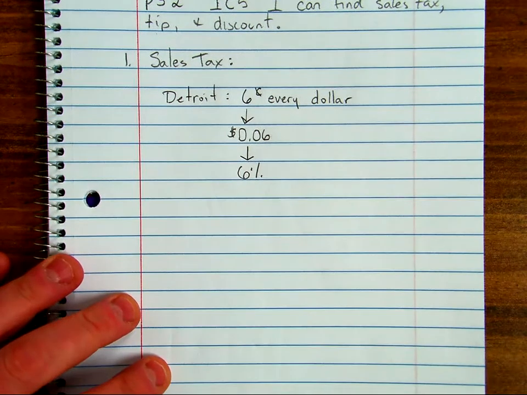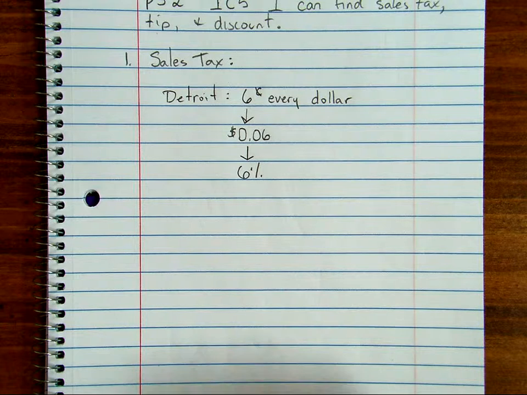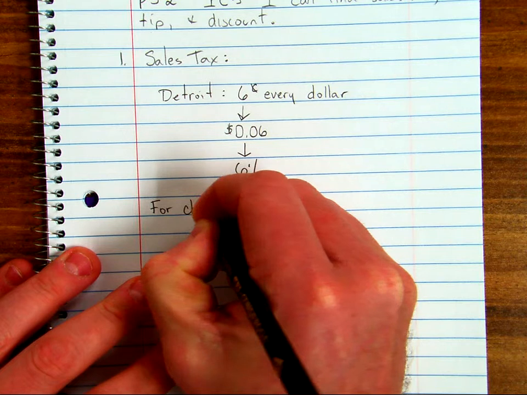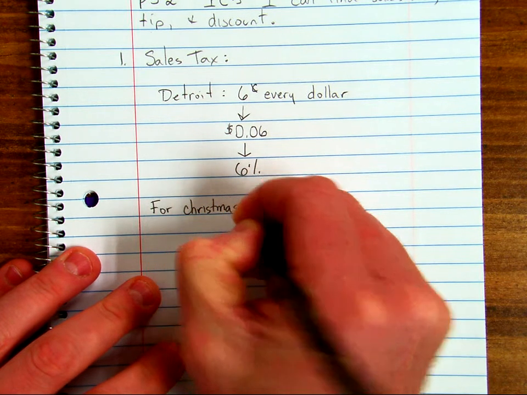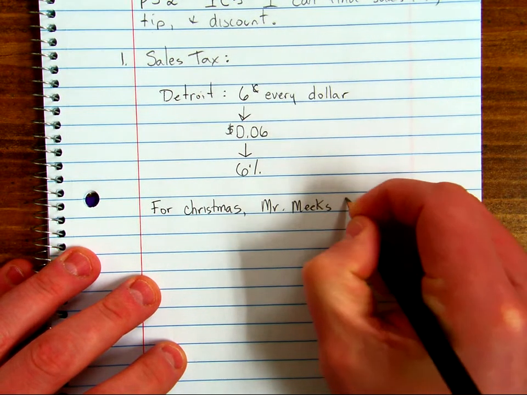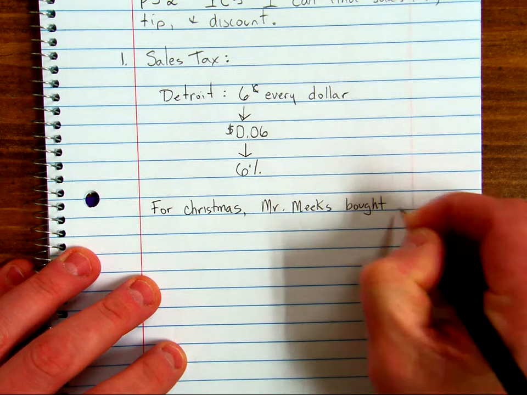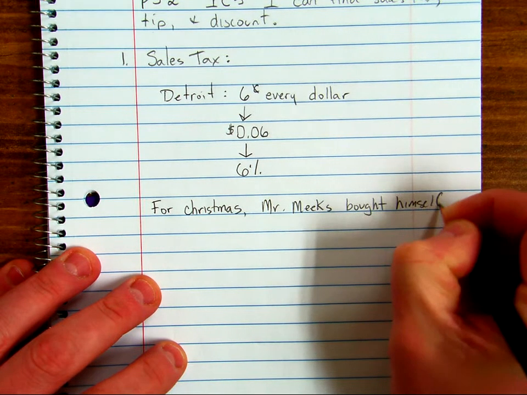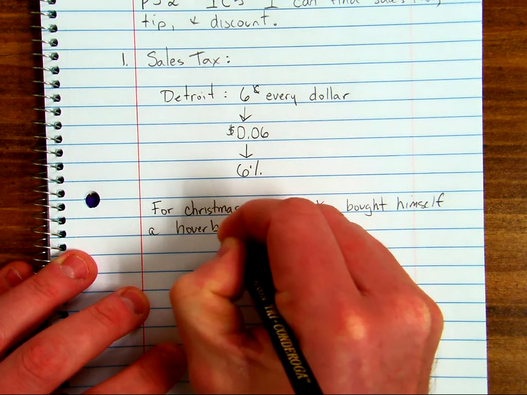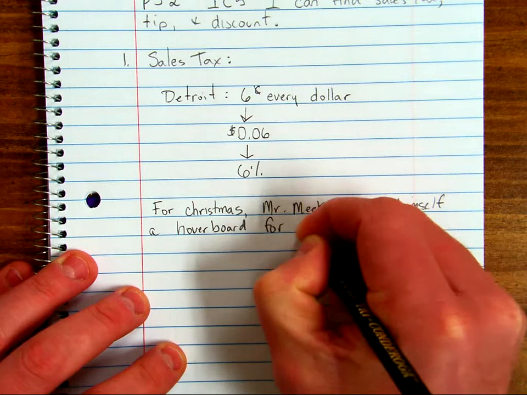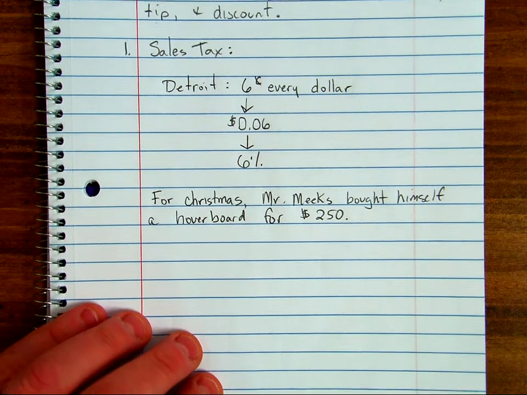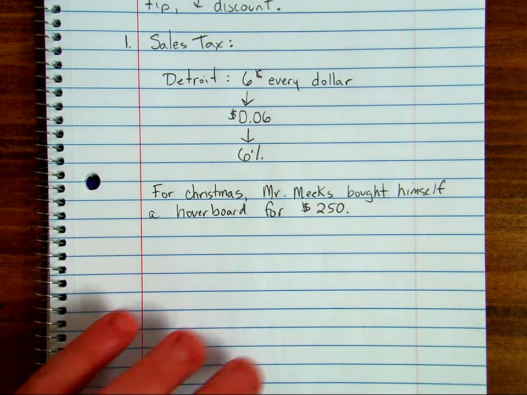Now, for Christmas, Mr. Meeks bought himself a hoverboard for $250.